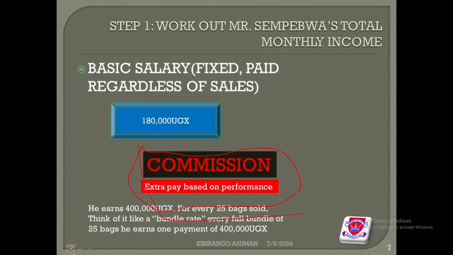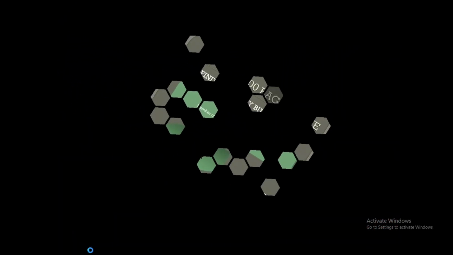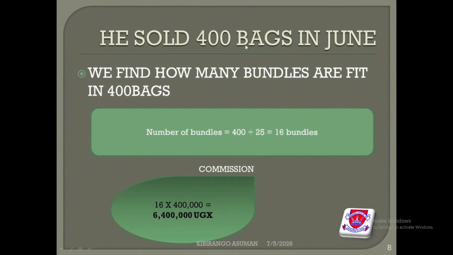So he earns 400 Ugandan shillings for every 25 bags sold. Think of it like a bundle rate. In every bundle of 25 bags, he earns 400,000 Ugandan shillings. So for every full bundle of 25 bags, he earns one payment of 400,000 Ugandan shillings. We need to find out how many bundles he sold in the 400 bags, and how many bundles fit in 400 bags.